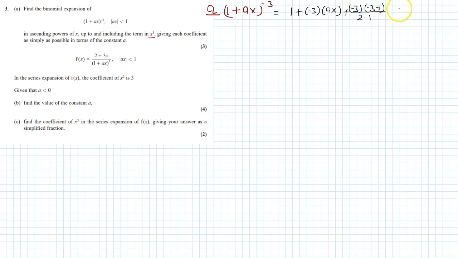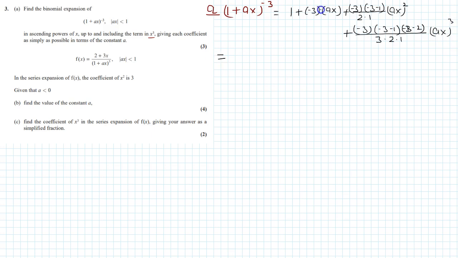over factorial 2, (ax) square, plus n(n minus 1)(n minus 2) over factorial 3, (3, 2, 1), x to the power 3. Let me write it all here.